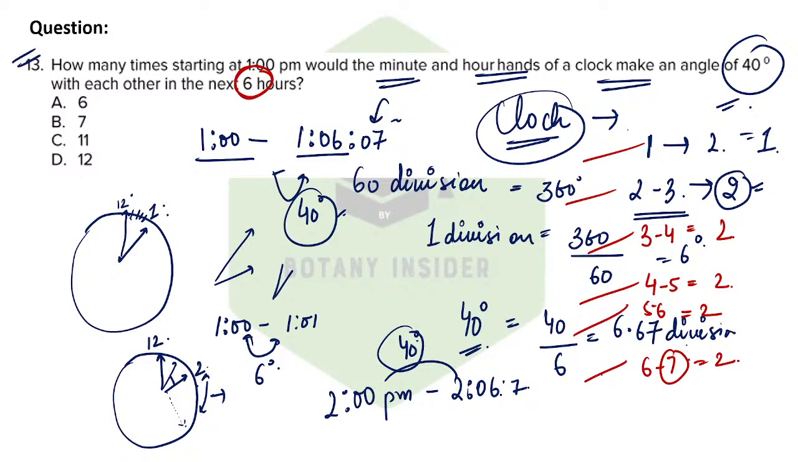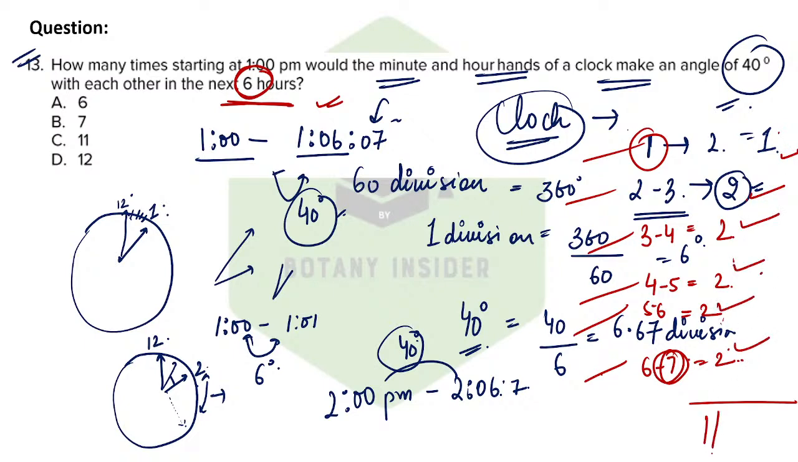From 1 p.m. till 7 p.m., because they are talking about the number of times the angle is getting made for the next 6 hours. So from 1 p.m. till 7 p.m., these are the number of times the angle is getting made. You have to count all of them. So 1 plus 2, 3 plus 2, 5 plus 2, 7 plus 2, 9 plus 2, 11. So the answer is option number C.